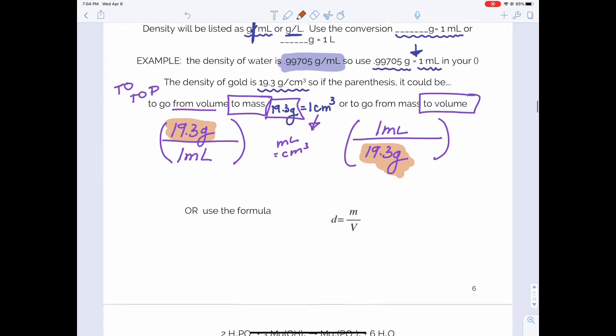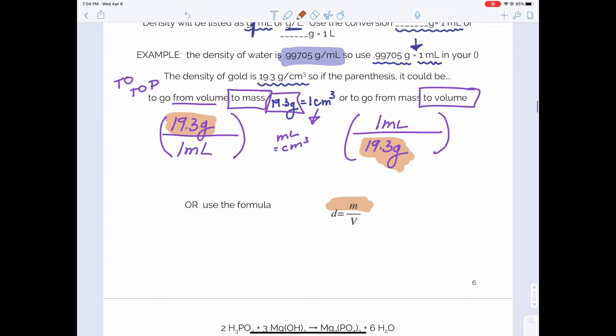At any time, you can always go back and use the formula that we have used for density before. Density equals mass over volume. So if the question gives you volume, you can use density equals mass over volume to solve for mass and then do a stoichiometry problem with mass. Or if the question asks for volume, you could get mass and then at the end convert to volume via density. But the 4 parentheses will actually save you a lot of time.